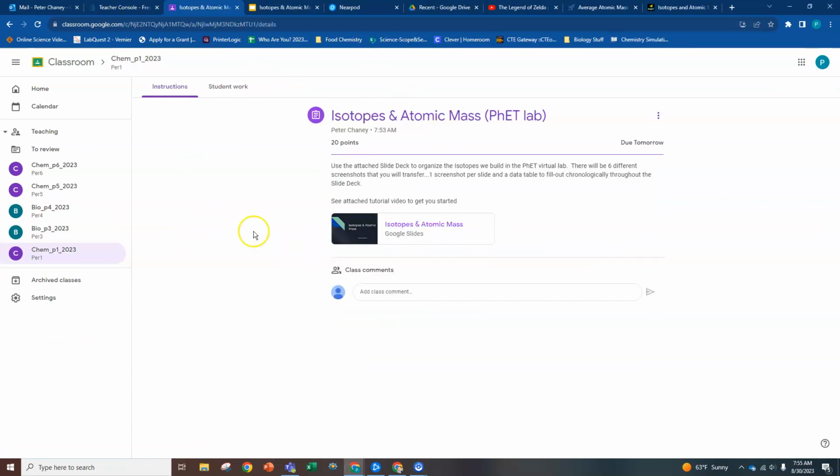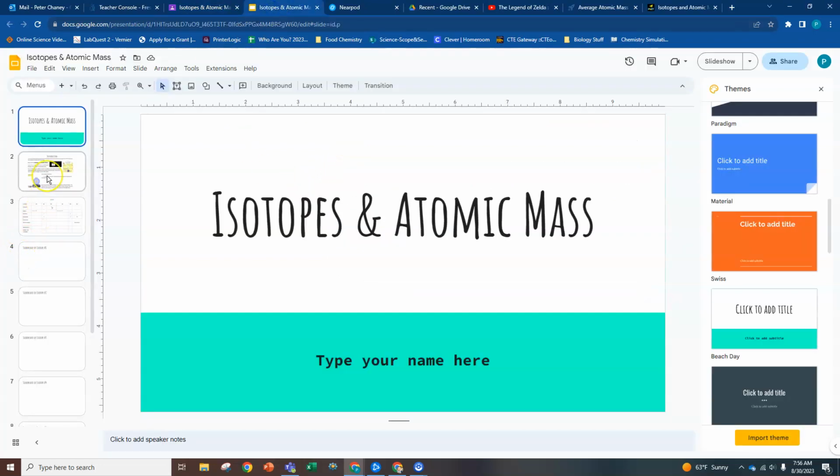Now here's the instructions, and there will be a video attached here, which is what I'm making now. And it says, use the attached slide deck to organize the isotopes we build in the PhET virtual lab. There will be 6 different screenshots that you will transfer, 1 screenshot per slide, and a data table to fill out chronologically throughout the slide deck. And so this is what the slide deck looks like.